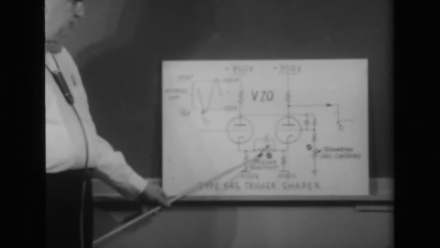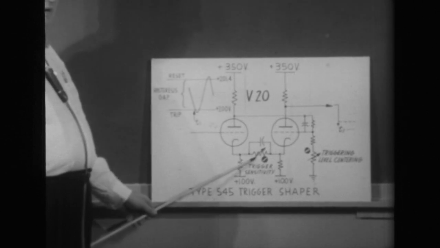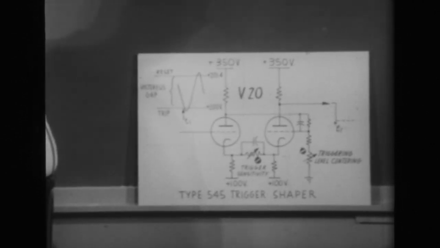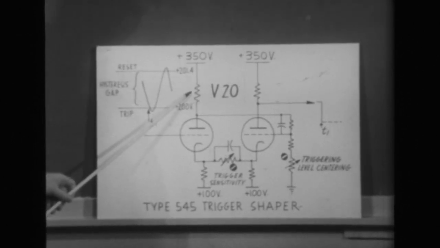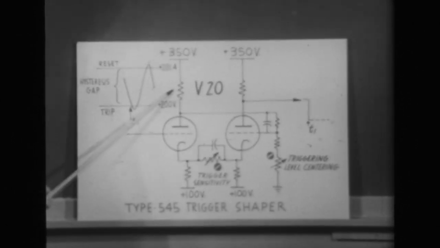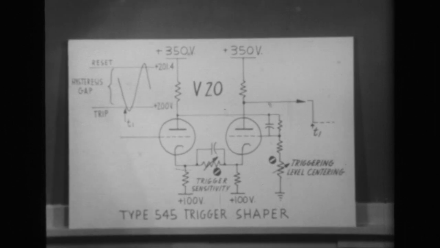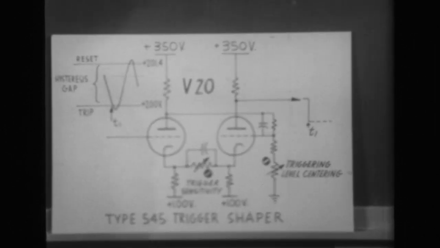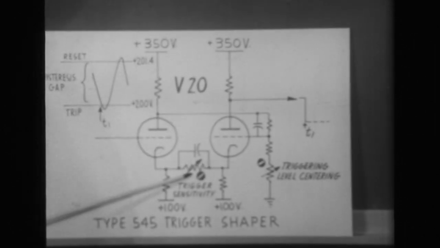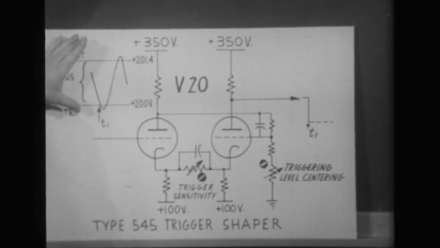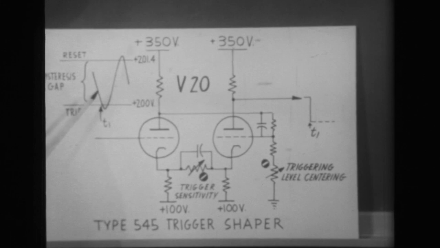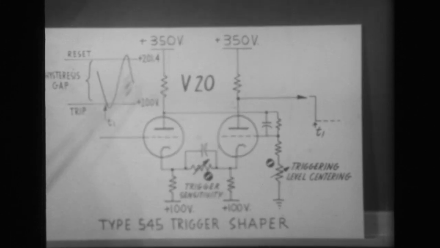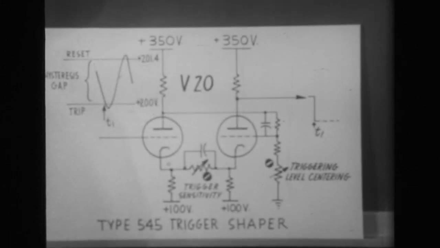First, by adjustment of the trigger sensitivity pot, which is one of the controls we're going to show you how to set. And secondly, by changing the size of the plate load resistor in the left-hand plate. Changes of the trigger sensitivity pot will either widen or narrow the hysteresis gap. And we're interested in finding out just how wide that gap is for a particular instrument.